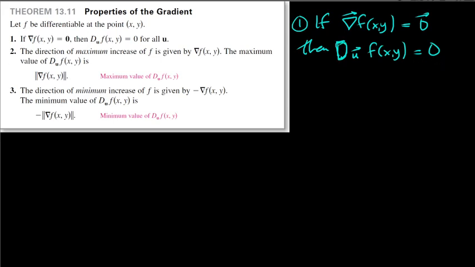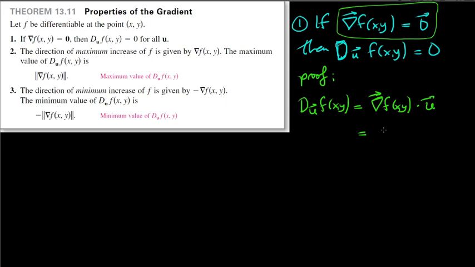Okay. So let's prove that, because it's a very simple proof. Remember, the directional derivative of a function f in the direction of u is just the gradient of f dot product with u. But we're assuming that the gradient is the vector 0. So if I take the vector 0 and take the dot product with any vector u, I mean, u happens to be a unit vector, but it doesn't matter, 0 dot any vector is just 0 as a scalar.